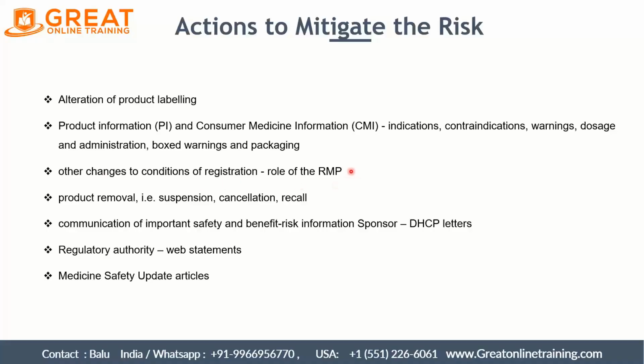See in the RMP document where we provide the pharmacovigilance plan for all the new safety concerns identified. So the regulatory agency might require preparing a new RMP plan for the new safety concern that is identified in the process, or maybe that product can be removed from the market because of the safety concerns. And the communication of important safety and benefit and risk information to the sponsor and the DHCP letter.